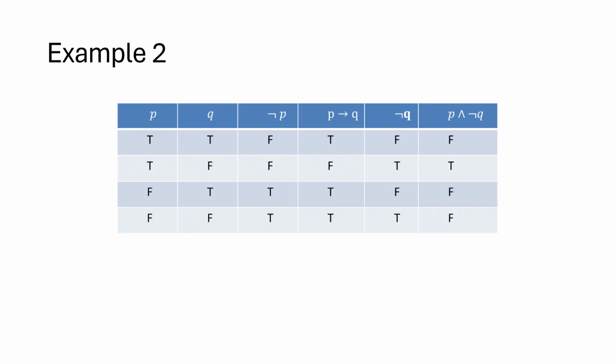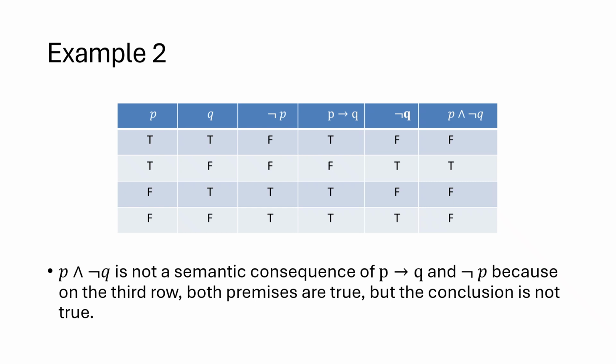Now again, here's a nicer truth table for you. And as you can see, P and not Q is not a semantic consequence of those two premises, because on the third row, both premises are true, but the conclusion is not true. And we can say the same thing about the fourth row as well, but finding one such row is enough to show that the argument is invalid.